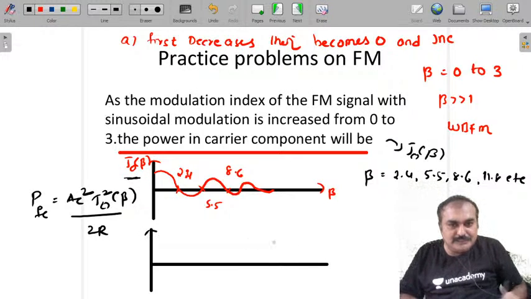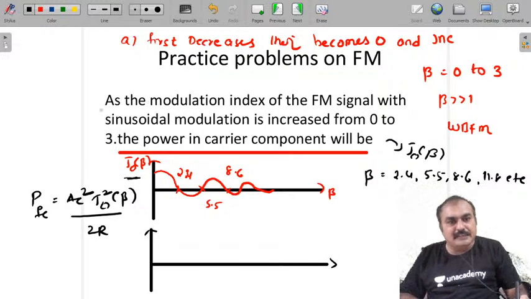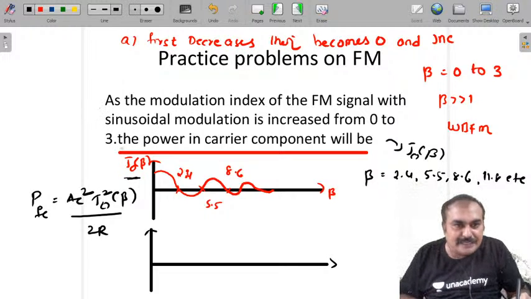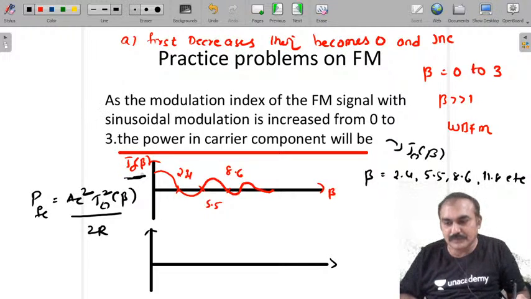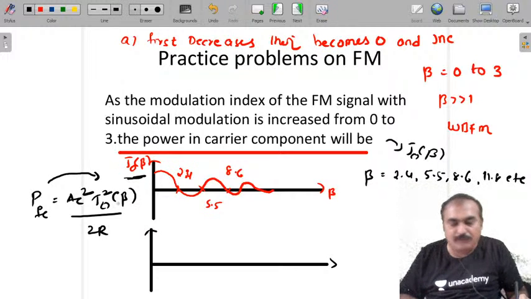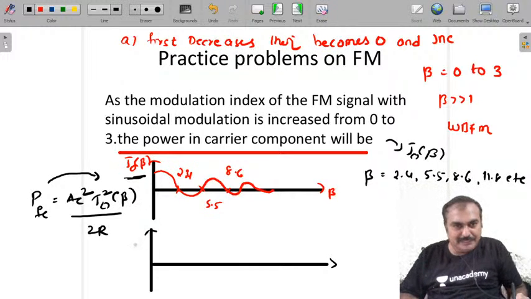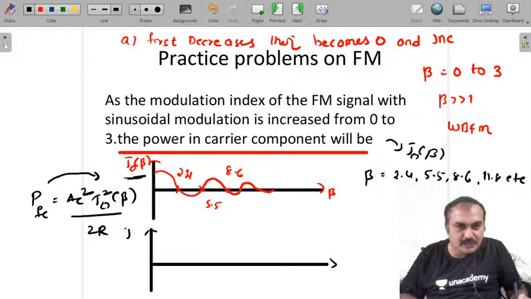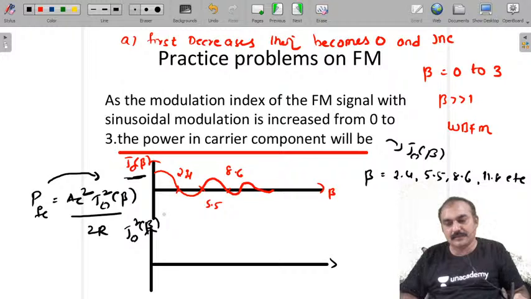See, this is J naught of beta. My dear students, the power contains the square term of J naught of beta. So it is J naught square of beta.